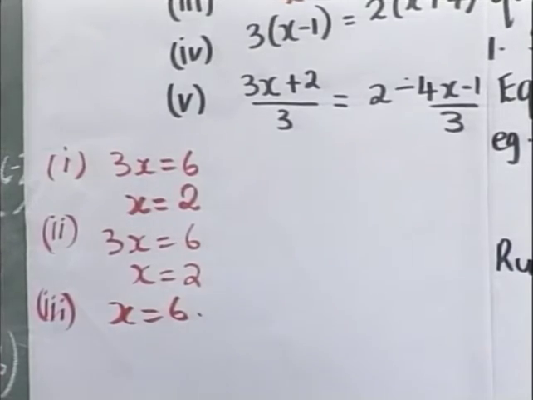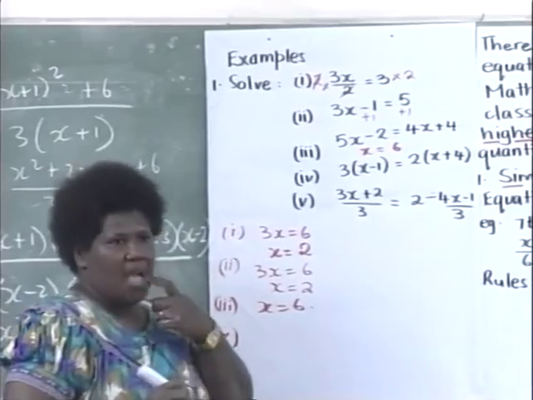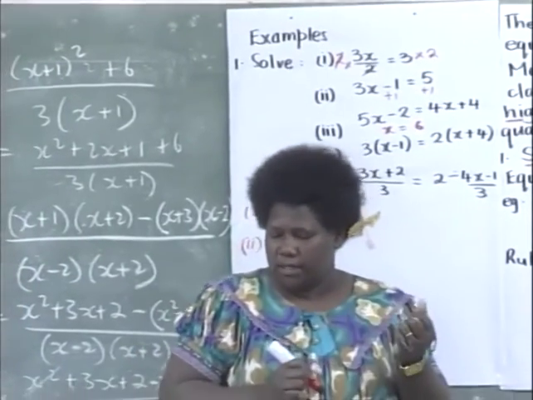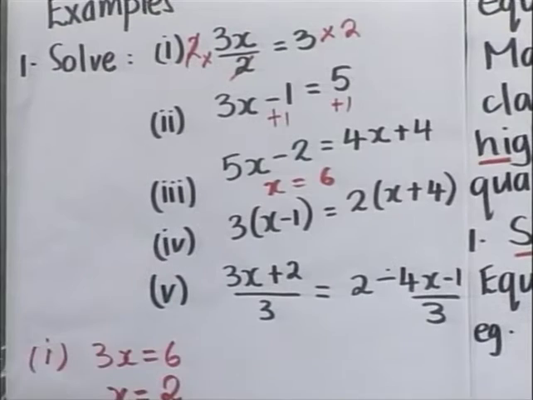What's the next one? Number 4. Who's next? Raylin. The first step. Number 4.